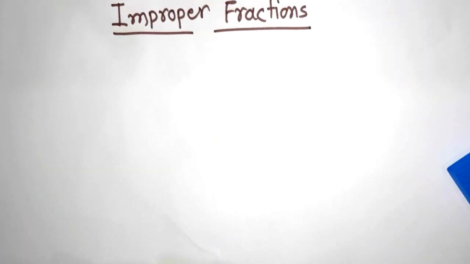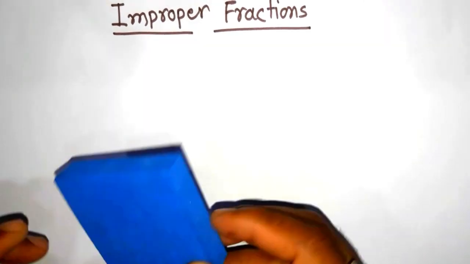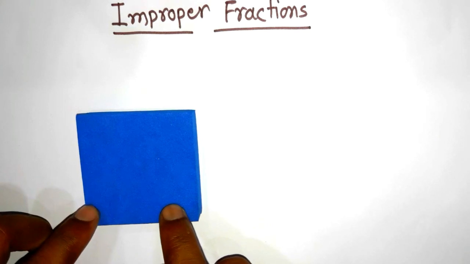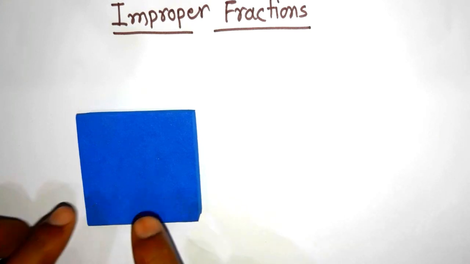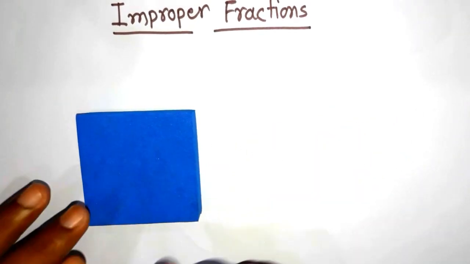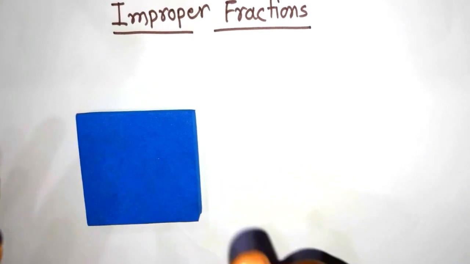Hi students, today in this video we are going to learn improper fractions with the help of my fraction kit. So let's start. This is a square, and as you can see, this square has not been divided into any equal part nor is broken. It means that this is a complete or whole one square.